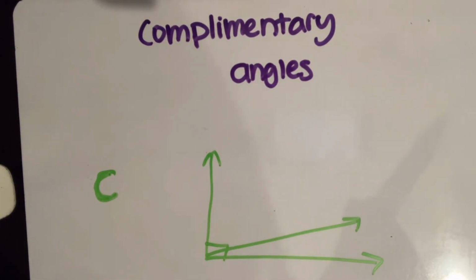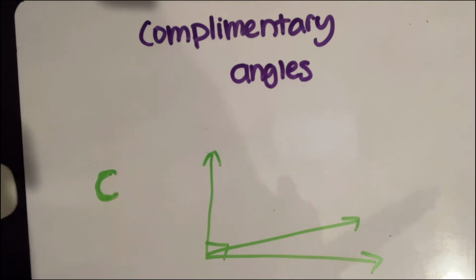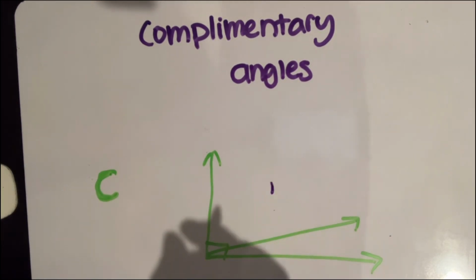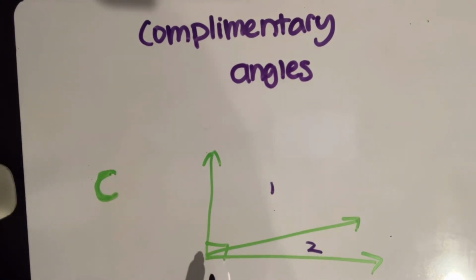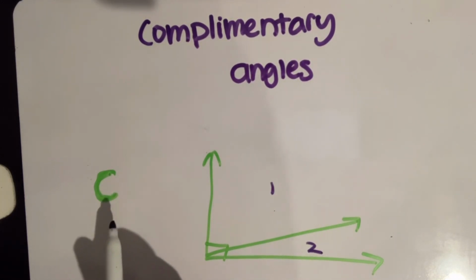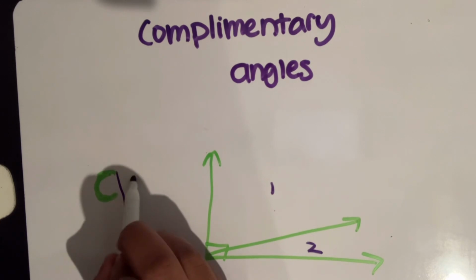Let's learn about complementary angles. Complementary angles are two angles that add up to 90 degrees. Here we have two angles that equal 90 degrees, or a right angle. Angle 1 and angle 2. Remember, we can always tell if it's a right angle because of the box. To remember, complementary equals two angles at 90 degrees. Take the letter C and make it into a 90.